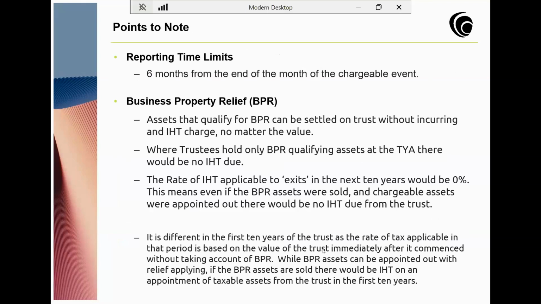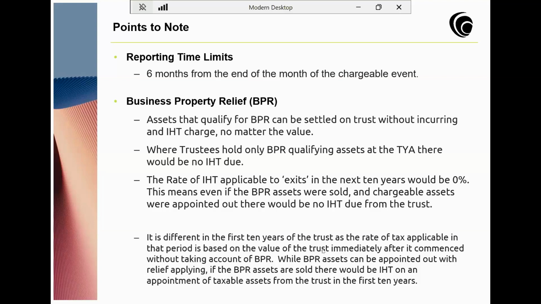The reporting time limit if you have a chargeable event in a trust is 6 months from the end of the month of the chargeable event. Business property relief: if a client has business property assets, they can be settled without incurring an inheritance tax charge, no matter the value. If the trustees hold business property relief qualifying assets on the 10-year anniversary, there's no IHT due on those assets. And then after that 10-year event, the rate of tax applicable to exits could be 0% if there were no other assets.